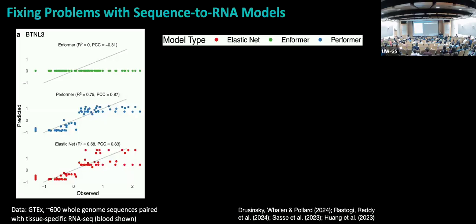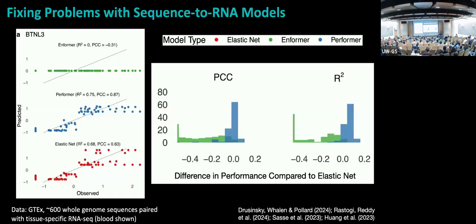Neither our model nor ElasticNet is perfect. There's still some things to explain here, but we've corrected this problem. And that holds across hundreds of genes.